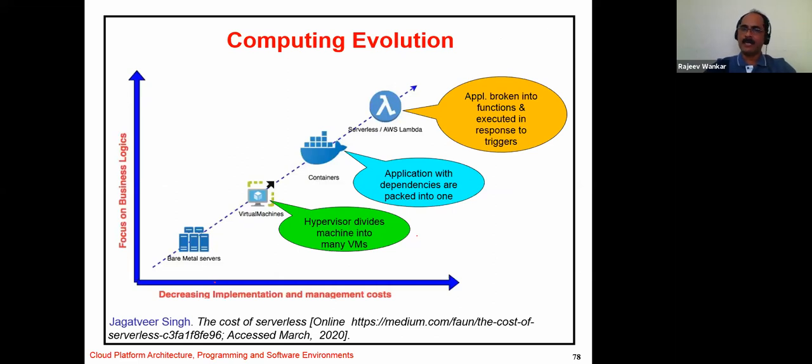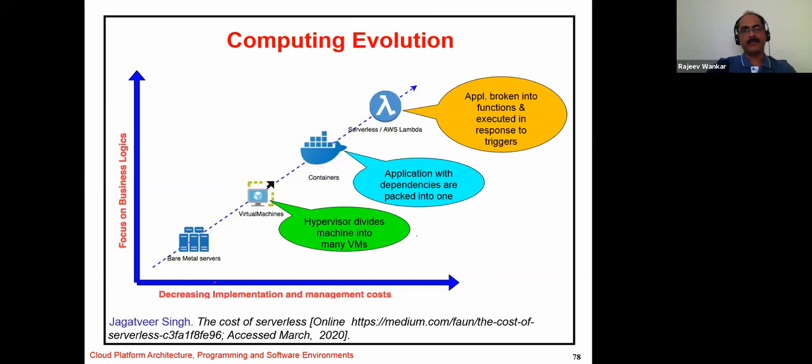Now I would take you to another interesting topic. From hypervisors, which divide the machine into virtual machines, we discussed the container part, where an application with its dependencies is packaged into one. But nowadays, people are talking more about serverless. One of the first such offerings was AWS Lambda. Here, your application is broken into functions, and these functions execute in response to some triggers. People call them lambdas, and this came from the functional programming paradigm, where you have lambdas.